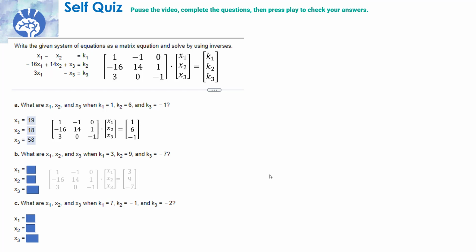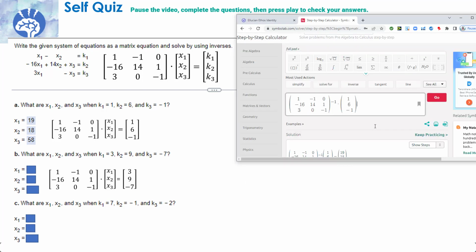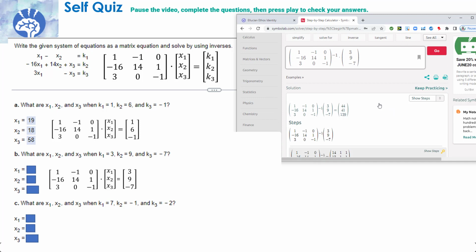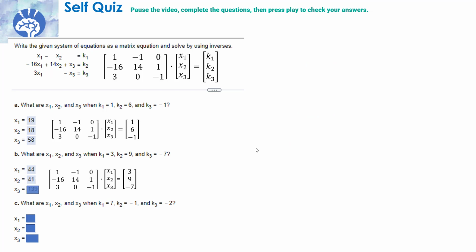So for B, we still have the same, but now our K's are 3, 9, negative 7. To make our lives easier, our A inverse is still the same, so all I'm going to do is change my K. Press go. And it looks like we have 44, 41, and 139. Let's see if we're right. 44, 41, and 139. Awesome.